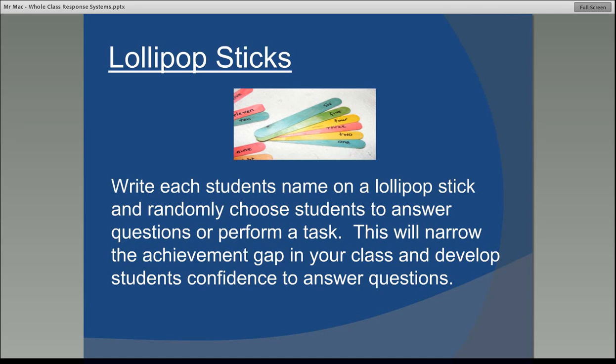I don't use my lollipop sticks anymore. I quite simply just pick a student out to answer a question. And I'm finding now every student is answering, and they know that when I ask them a question, they're supposed to answer. I'm starting to see the whole class responding and eliciting responses. And it's helped to narrow my achievement gap as well, because now it's not just the same student answering, it's all of the students answering.